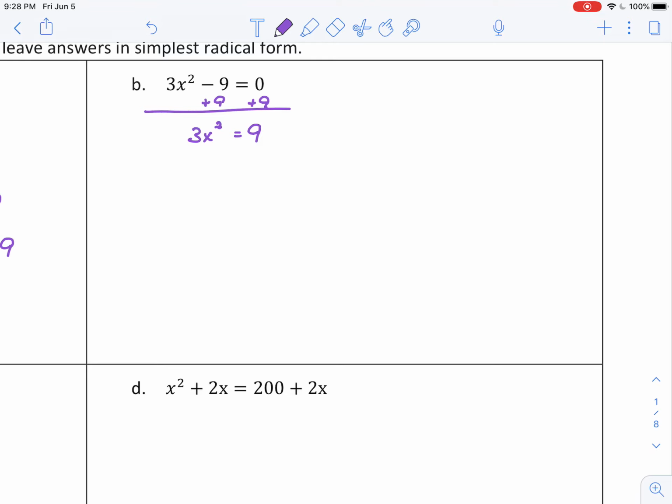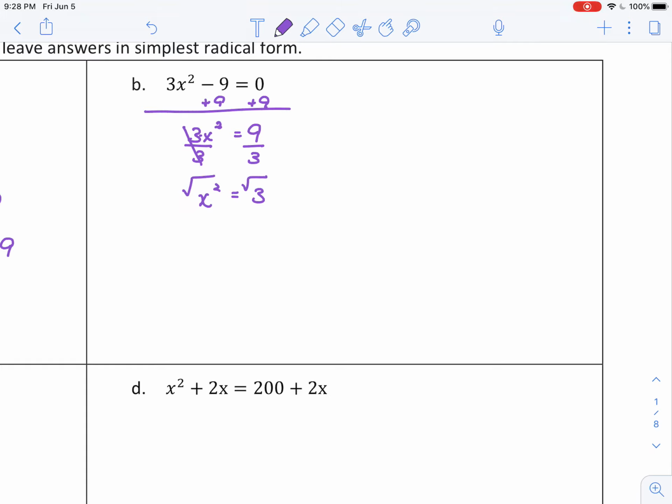I need to get everything else away, and that's the multiplying by 3. The opposite of multiplying by 3 is to divide by 3. Now I've gotten that x squared term on its own. 9 divided by 3 gives me 3. So just like before, the opposite of squaring a number is to square root it.